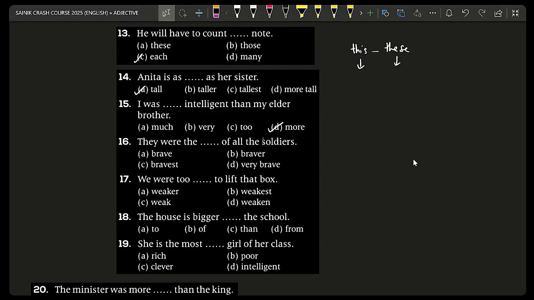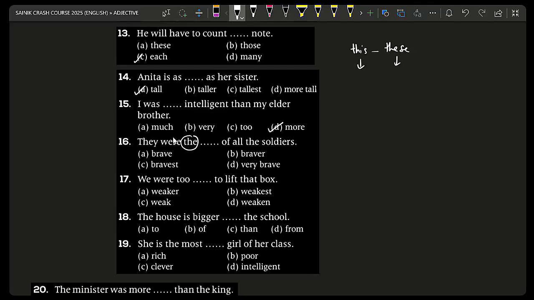"Were" means the present form is there? It's not the present form, it is a past form verb. But what I'm saying is there is an article: "the" is used before the superlative degree only. Now what is the superlative degree? Brave, braver, bravest.